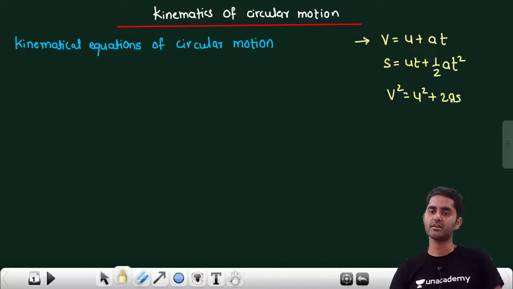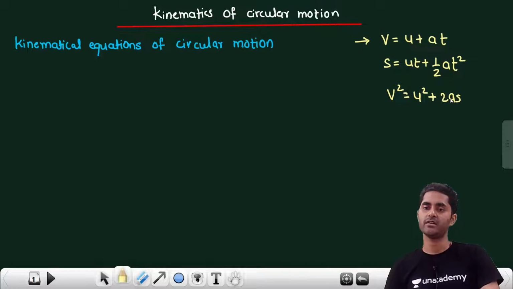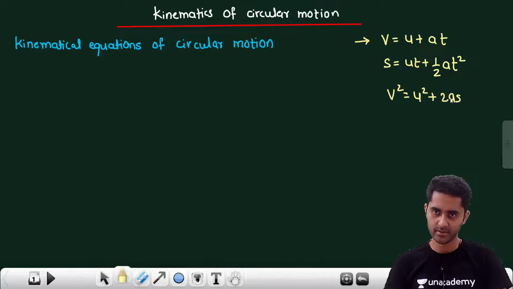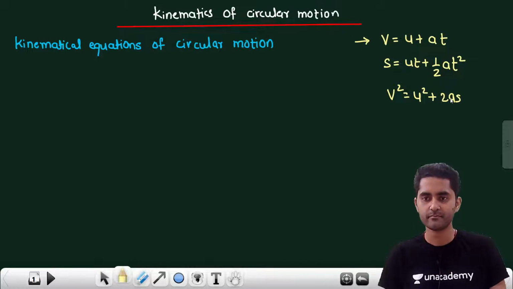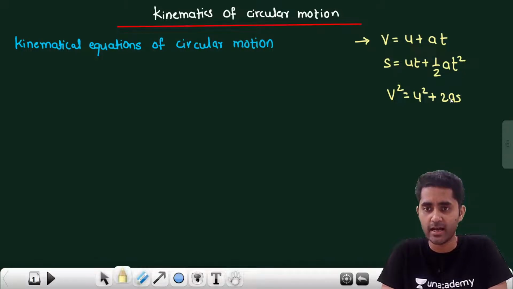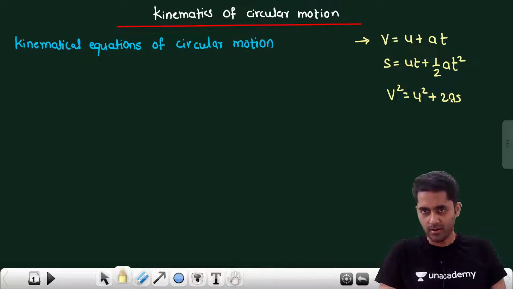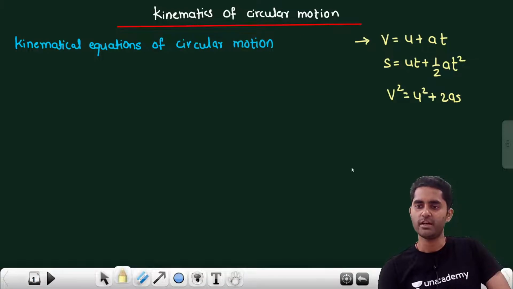So first is the relation between velocity and time, second is the relation between displacement and time, and third is the relation between velocity and displacement. These are the relations which we have already studied.